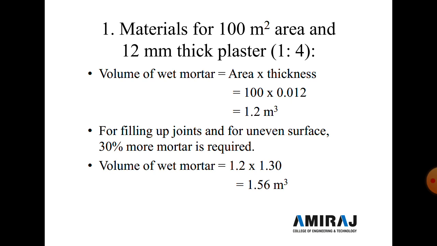In our first slide we discussed that for filling up joints or for uneven surface, 30% more mortar is required. So here the volume of the wet mortar is equal to 1.2 multiplied by 30% of the 1.2. So here we got the answer 1.56 meter cube. By mistake here 1 is right, but here 0 is given, so 0.30. So here the volume of the wet mortar is 1.56 meter cube.